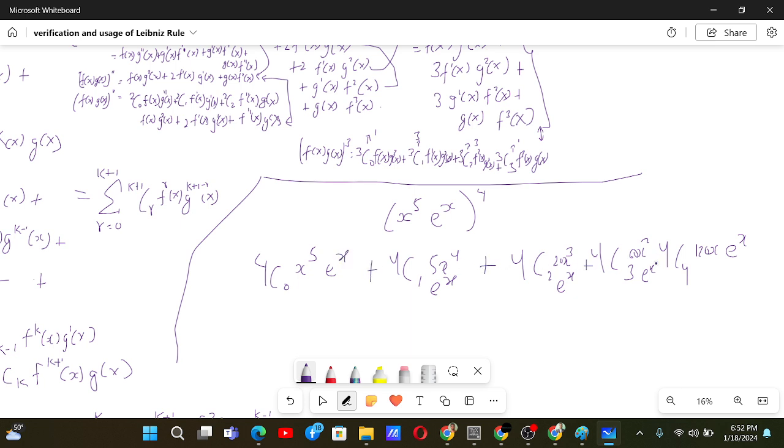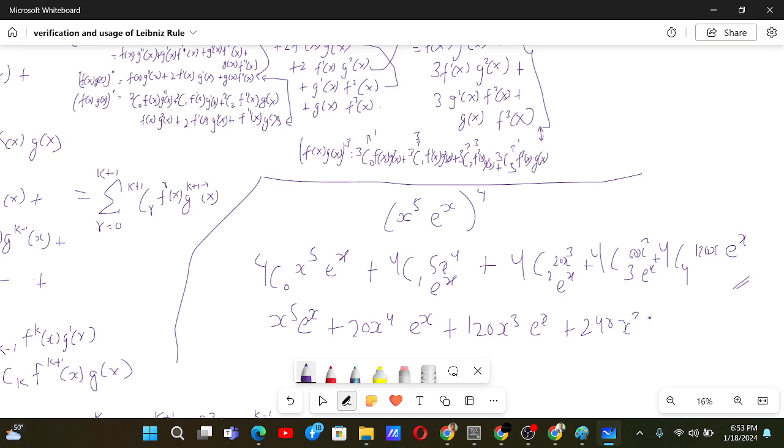I didn't have a space, so I just wrote it down. I hope you understand this. So this is the answer. Quite easier, yeah? Now if you write the answer in a neat way, this will be x to the power 5 e to the power x. This is 4 times 5 is 20, 20 x to the power 4 times e to the power x. 20 times, this is 4, 3 by 2, 2 6, 120, 120 x cube e to the power x. This is 60 into, no, this is 4. 60 into 4, 240.